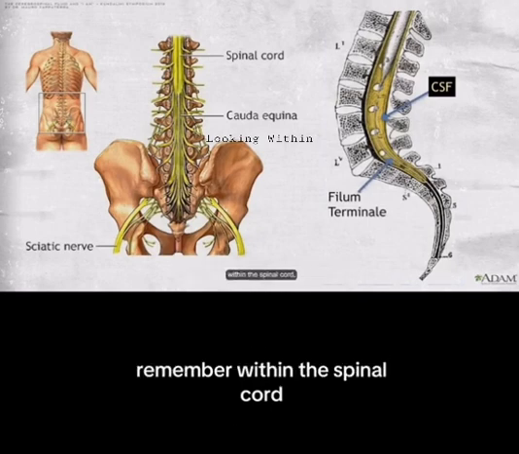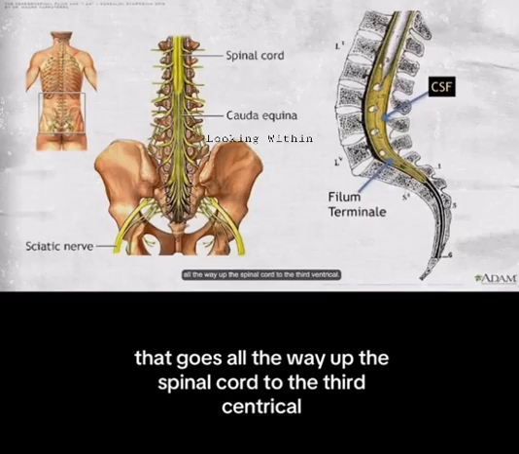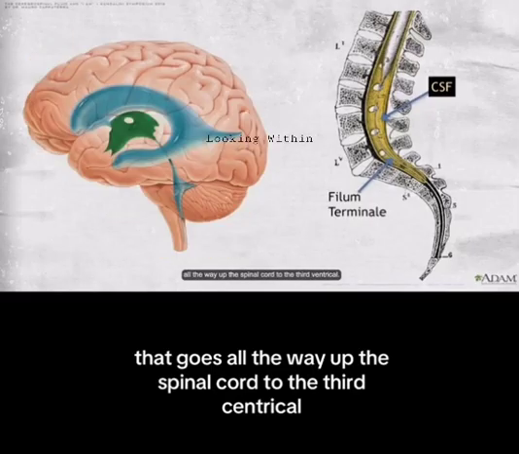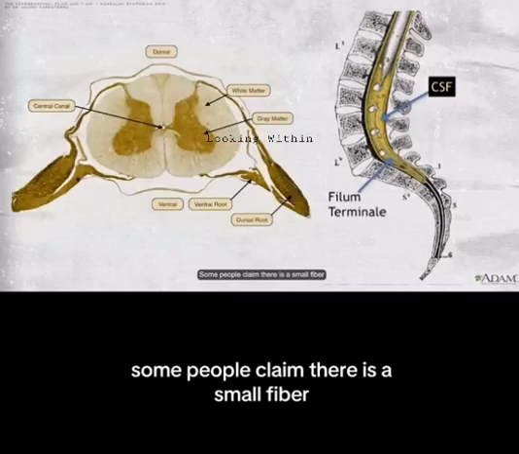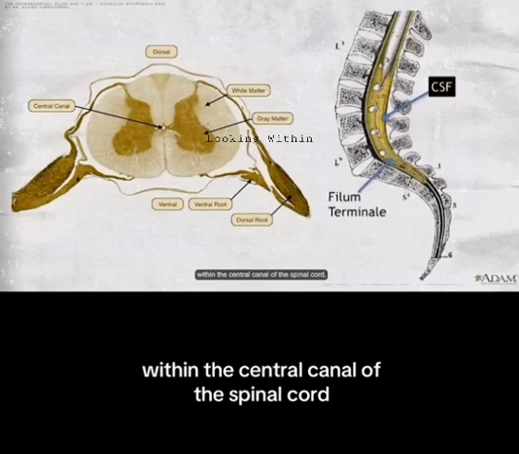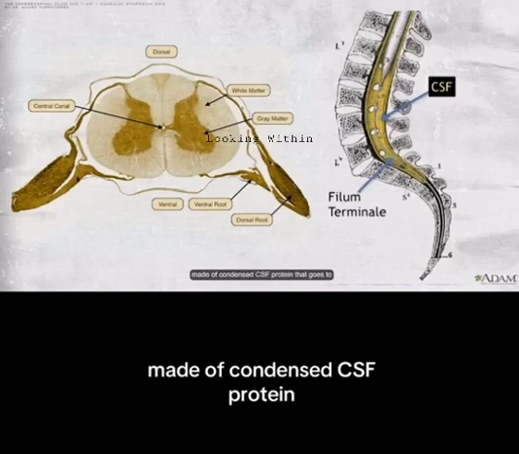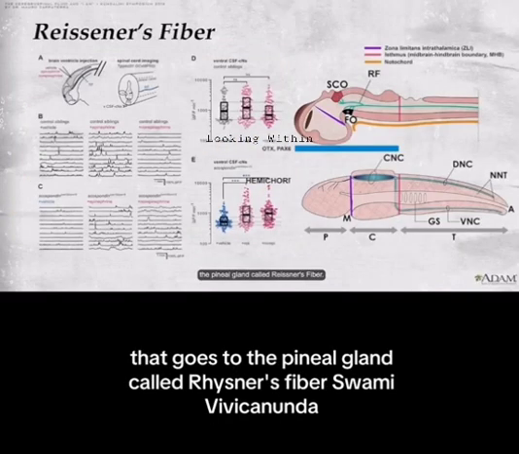Remember, within the spinal cord, there's a canal filled with fluid that goes all the way up the spinal cord to the third ventricle. Some people claim there is a small fiber within the central canal of the spinal cord, made of condensed CSF protein, that goes to the pineal gland, called Reissner's fiber.